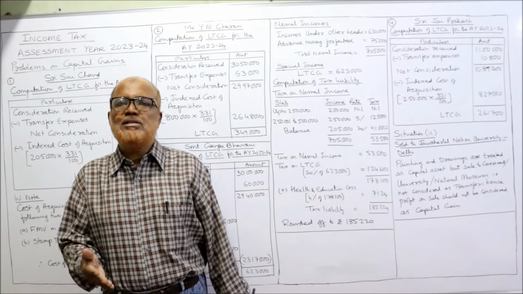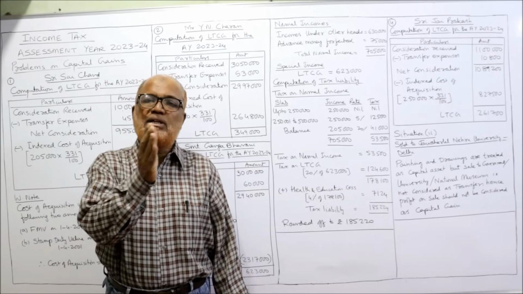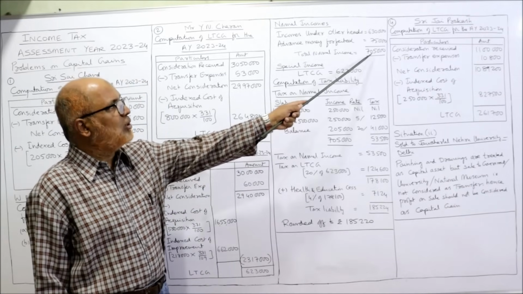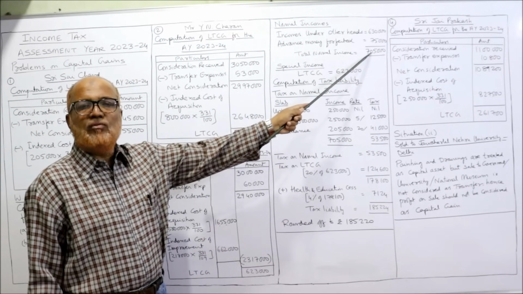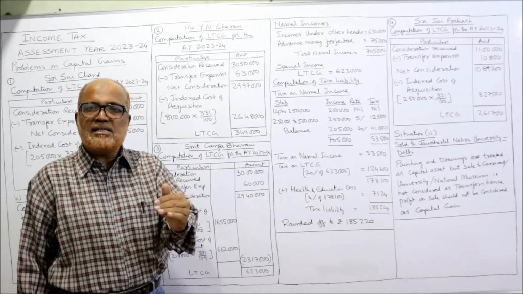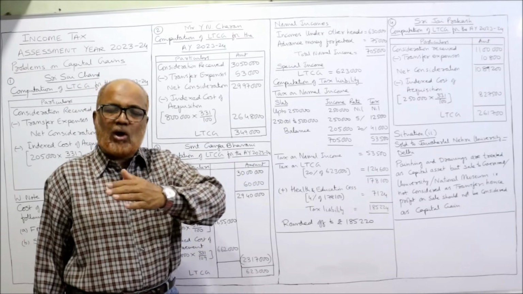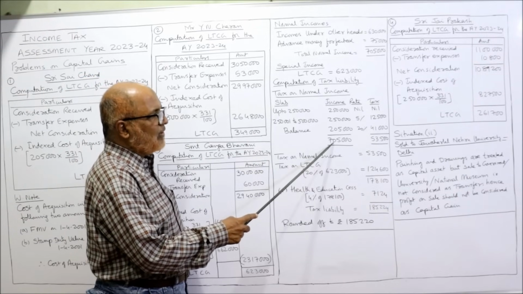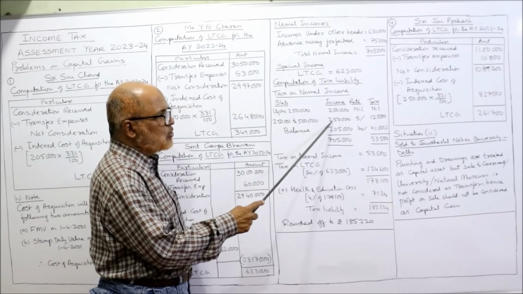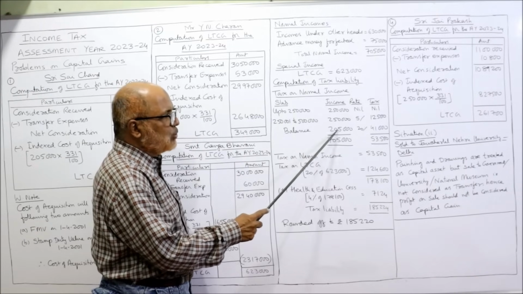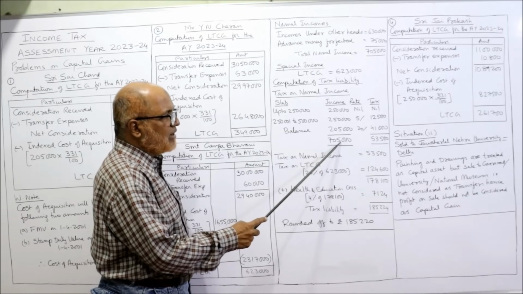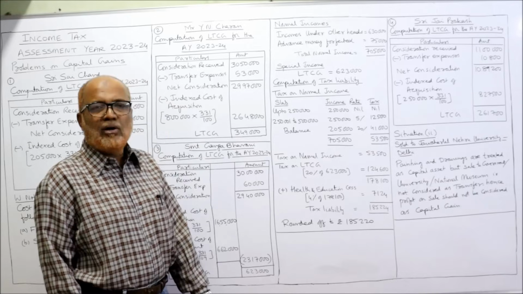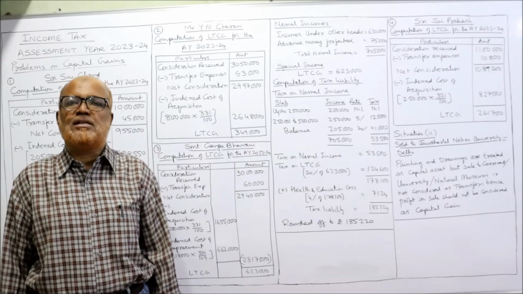Then the next slab is from 5 lakh 1 rupee to 10 lakh. But our income is not going up to 10 lakh. Our income is only 7,05,000. So we'll take the balance. The third slab will take the balance because our income stops at 7,05,000. So 7,05,000 minus 2,50,000 minus 2,50,000, the balancing figure is 2,05,000. In other words, 7,05,000 minus 5 lakh. The balance is 2,05,000. On 2,05,000, 20%.